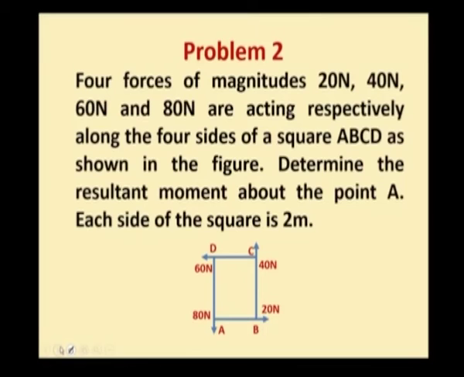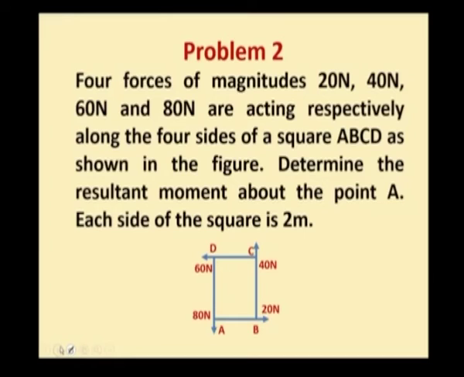4 forces of magnitudes 20 Newton, 40 Newton, 60 Newton and 80 Newton are acting respectively along the 4 sides of a square A, B, C, D as shown in the figure. Determine the resultant moment about the point A. Each side of the square is 2 meter.